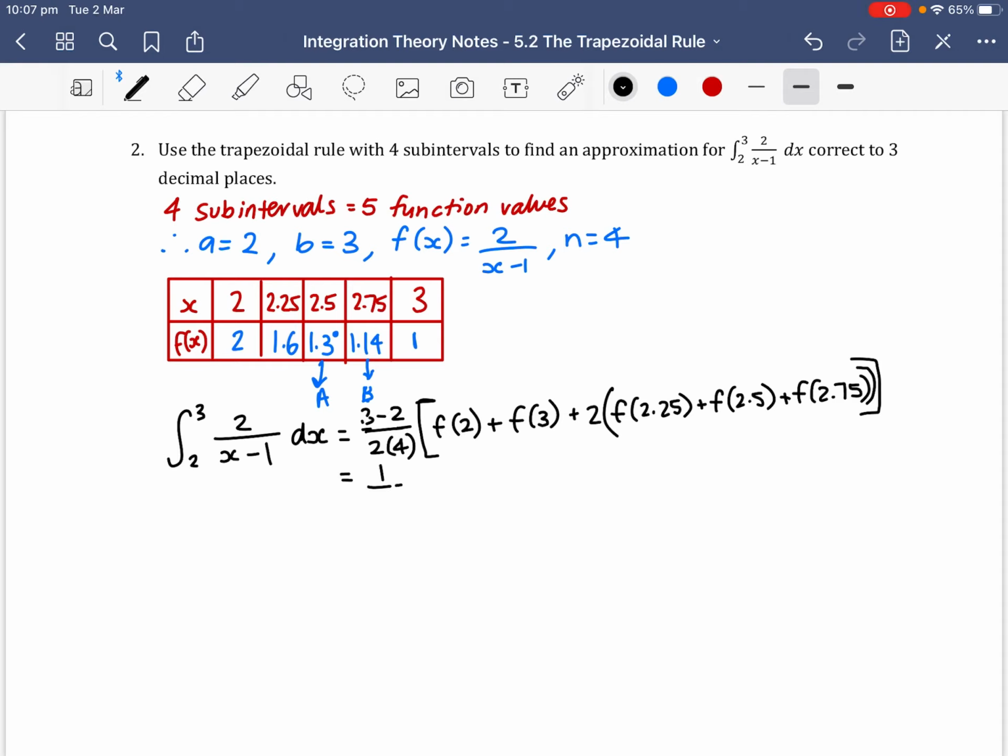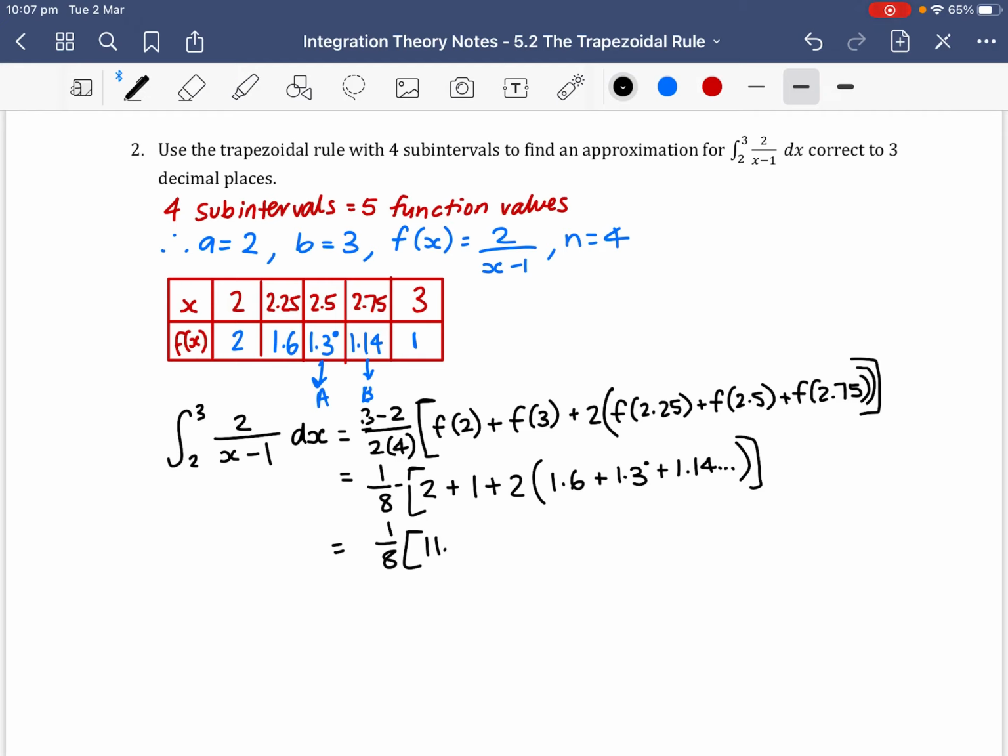So 3 minus 2 is 1 over 8, and then we know that f of 2 is 2, plus f of 3 is 1, plus 2 lots of f of 2.25 is 1.6 exactly, plus f of 2.5 is 1.3 repeater, plus f of 2.75 is 1.14 continued. Okay, and it's extremely important to show this substitution. So then we have 1 eighth, and then we need to add all of this together, remembering that our 1.3 repeater is A, and our 1.14 continued is our B value in our calculator.